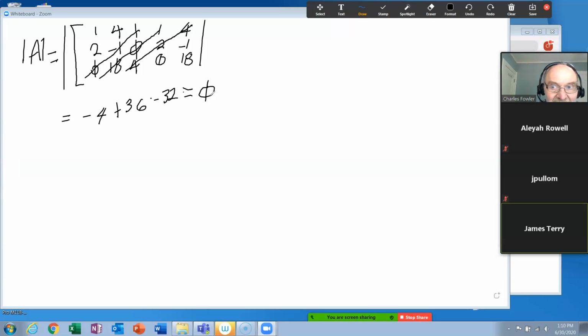Now, so like I said, you don't have to have multiples of a row or a column to be equal to 0. Now 2 by 2s, they're always going to be that way, okay? But this one's not a 2 by 2, and still you get a 0, okay?